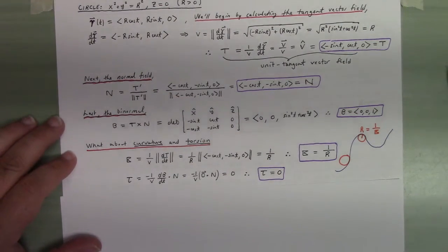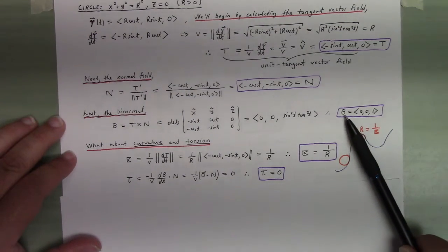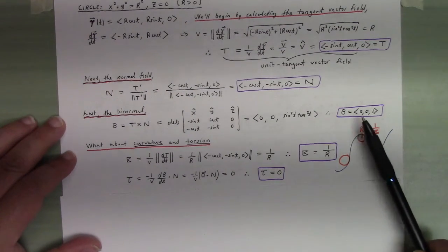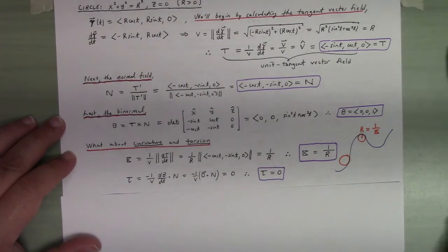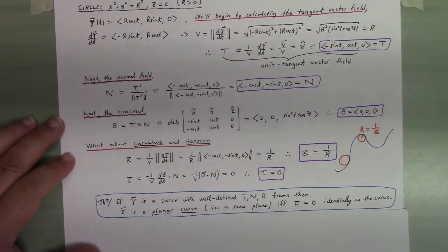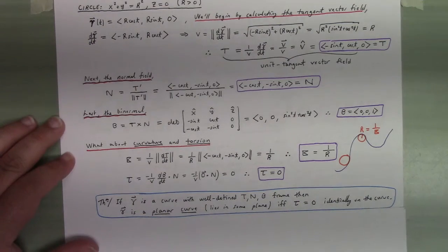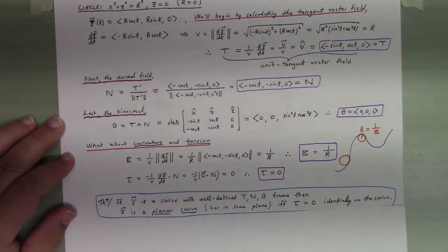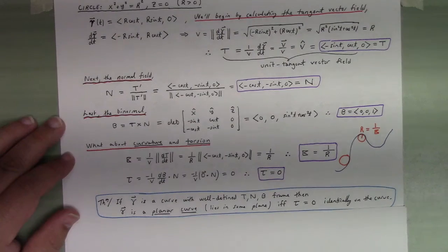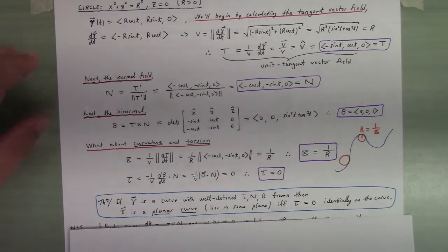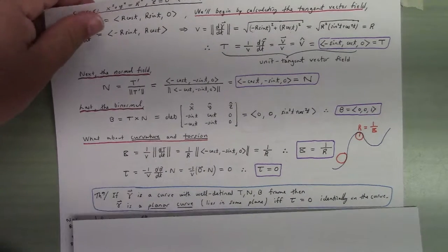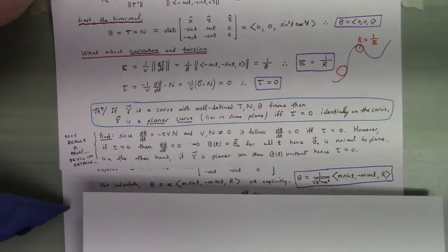Now the torsion here is 0 because when we differentiate B, we get 0, right? So 0 dot N is 0, so the torsion is 0. In fact, there's a theorem that if we have a curve with nice T and B, then it's a planar curve, which means it lies in some plane, if and only if the torsion is identically 0 on the curve. Here's a sketch of the proof of that.